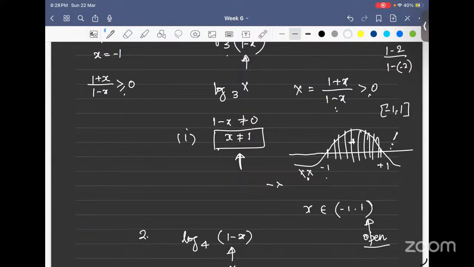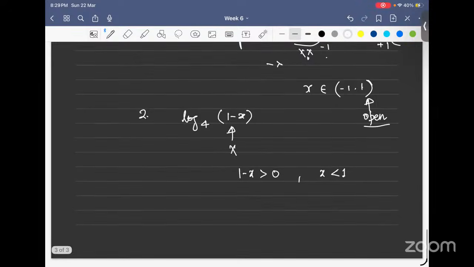Yes. You got it, right? Okay. Again here also you can see this is simple, right? x is less than 1. Yes, sir, minus infinity to 1. Yeah, so this is minus infinity to 1.